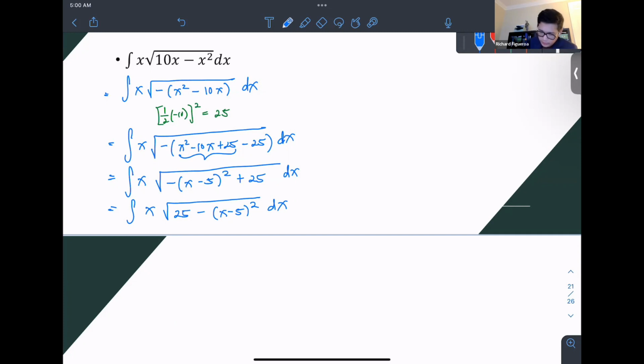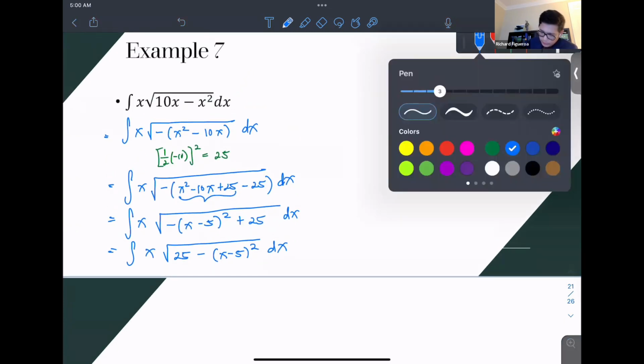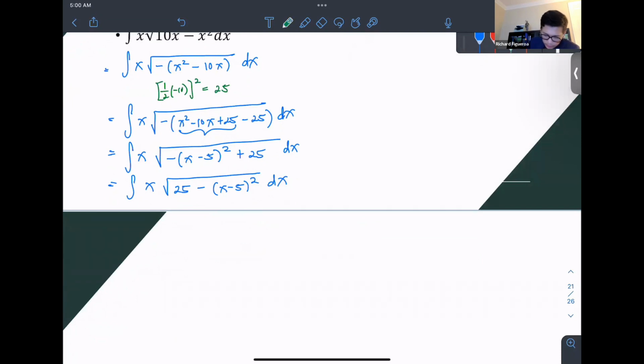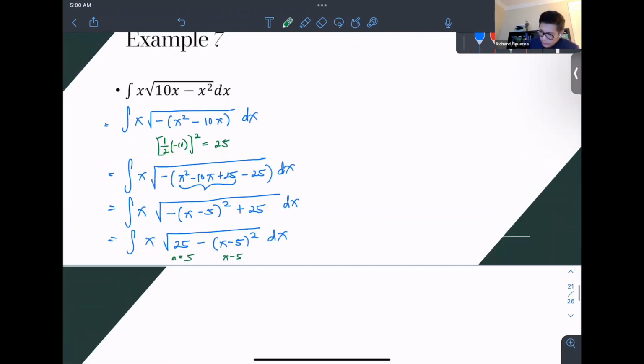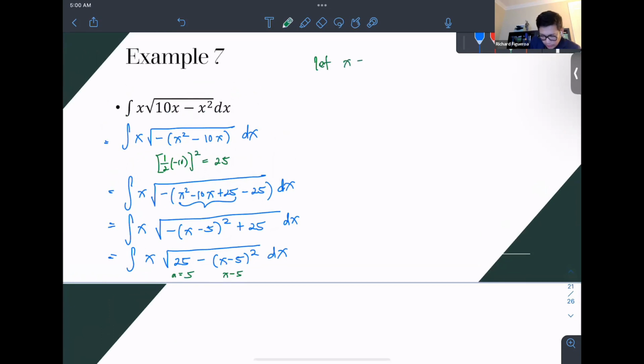From there, we can say that our a squared is 25, so a is 5. And from here, our x would be x minus 5. So we let x be a sine theta, where x is x minus 5 and a is 5. So x minus 5 is equal to 5 sine theta. So dx then will be 5 cosine theta d theta.